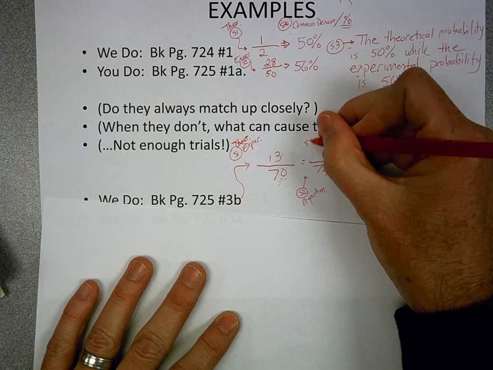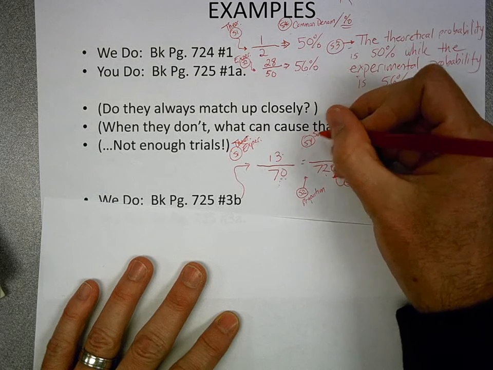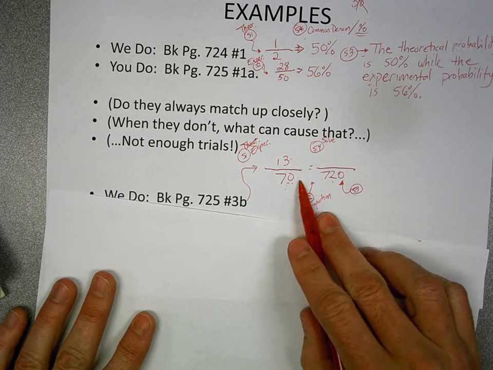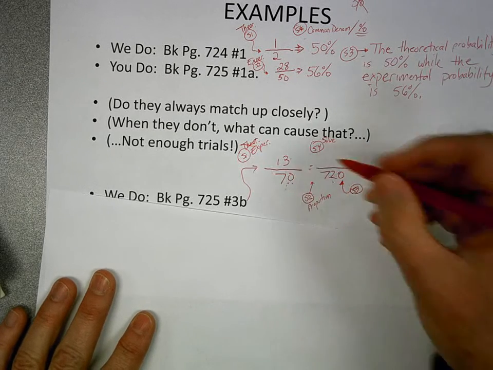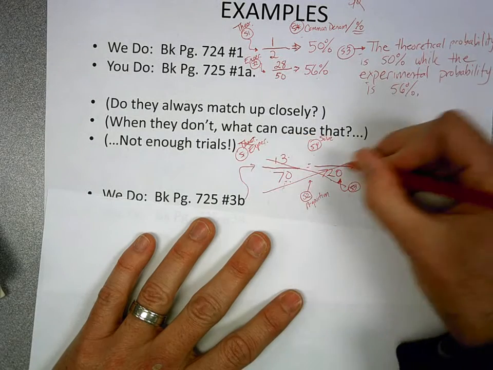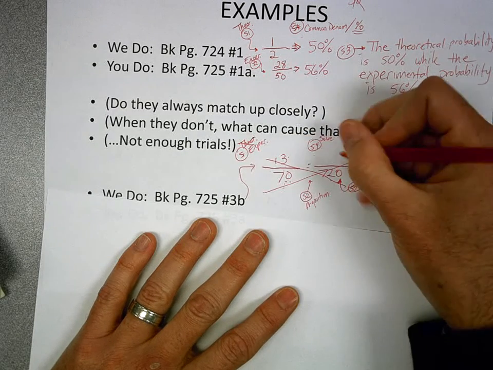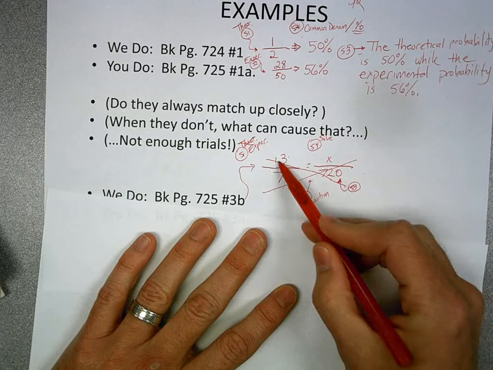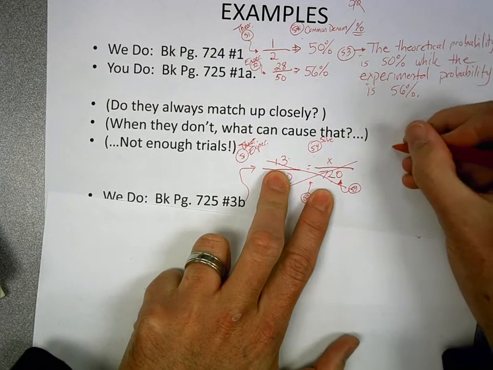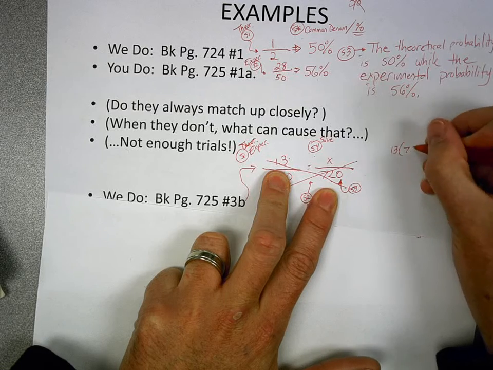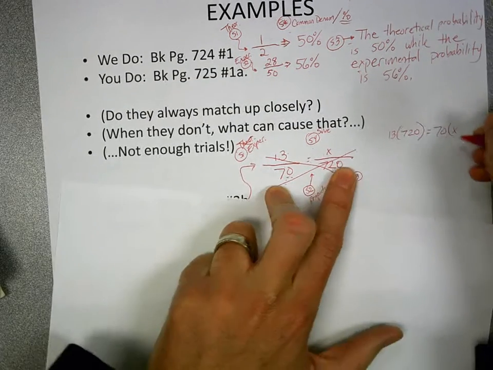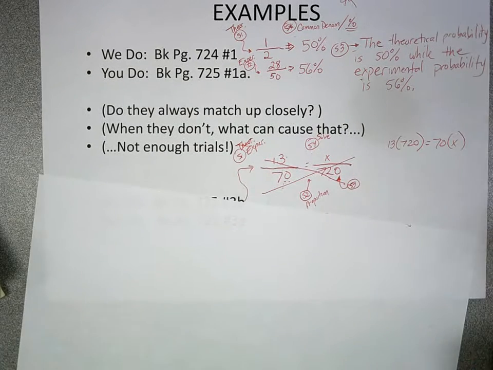Now comes step 4, and we're going to solve this. It's been a little while. If this was 700, it'd be nice and easy. 70 times 10 is 700. But that's not the case. So I'm going to use cross products. Remember this: this times this is equal to that times that. So I'm going to write that down. 13 times 720 equals 70 times x. And now we have an equation.